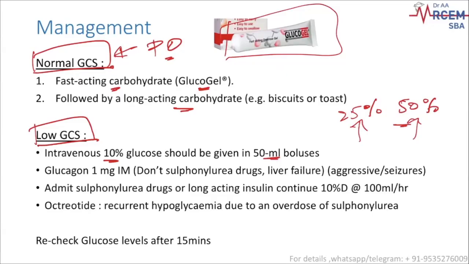For that particular reason, to prevent thrombophlebitis, we give a less concentrated glucose, that is 10% glucose, in small boluses, that is 50 ml. You give it, recheck, 50 ml, you give it, recheck, and you keep repeating till it comes to a normal range.